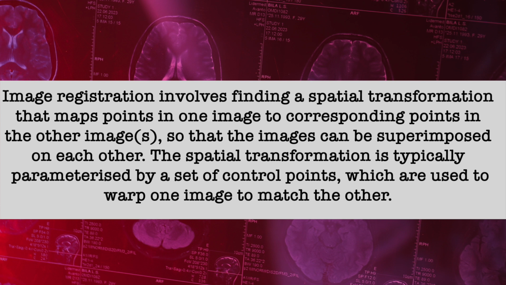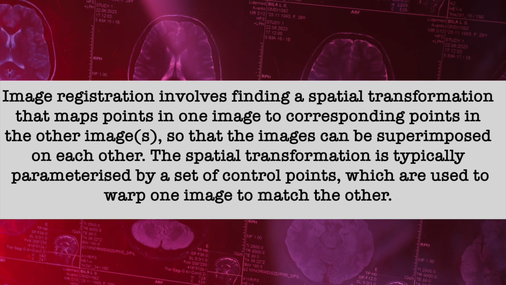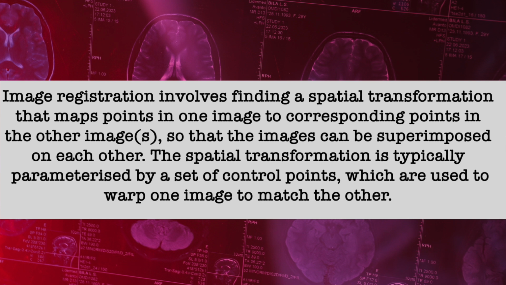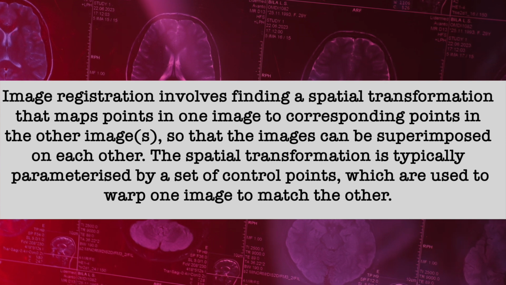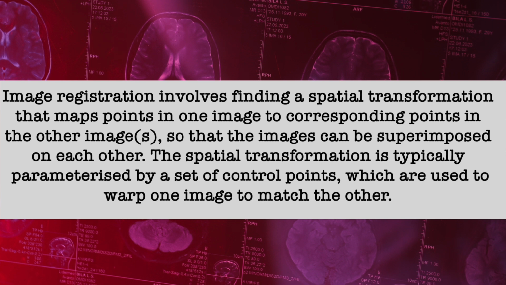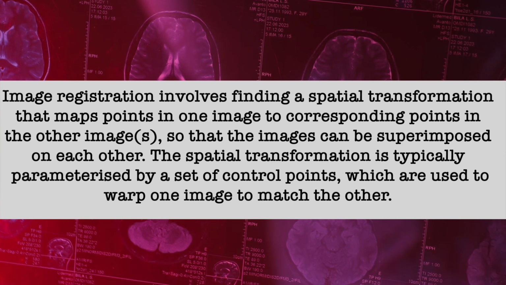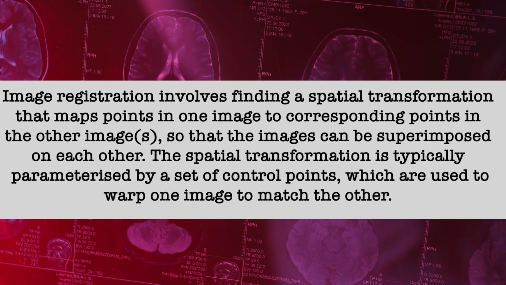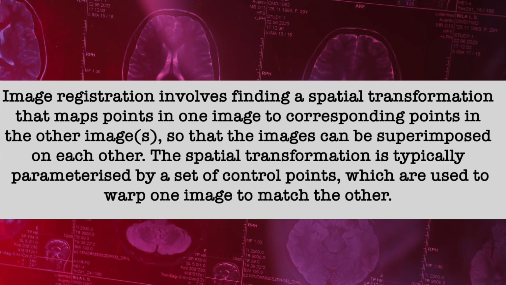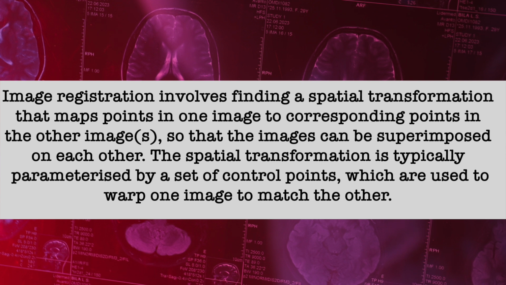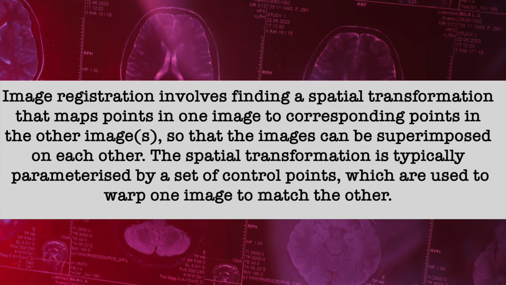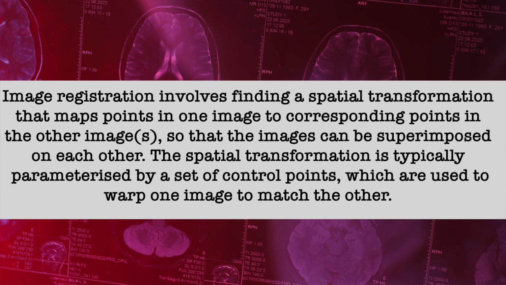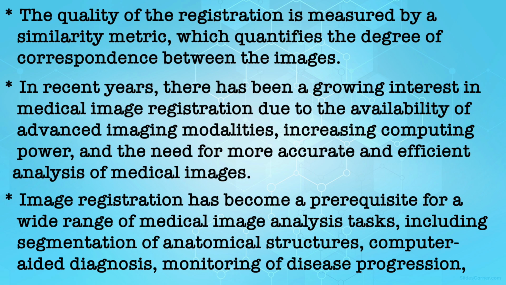The spatial transformation is typically parameterized by a set of control points, which are used to warp one image to match the other. We are going to warp this image to map with the other image. Image registration is a powerful tool to control the points for matching of the objects. The quality of the registration is measured by a similarity metric, which quantifies the degree of correspondence between the images.